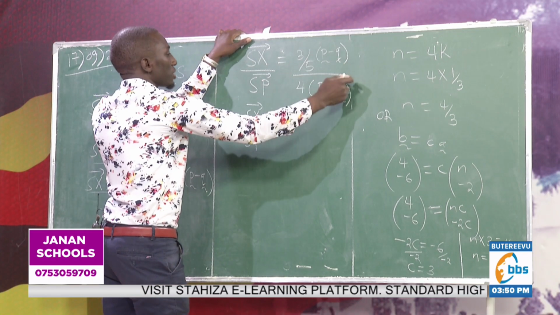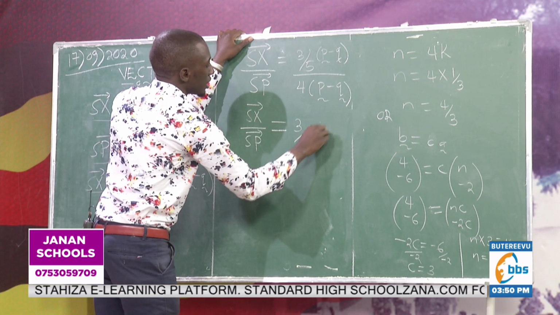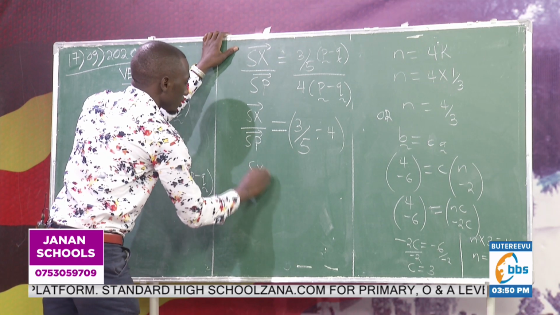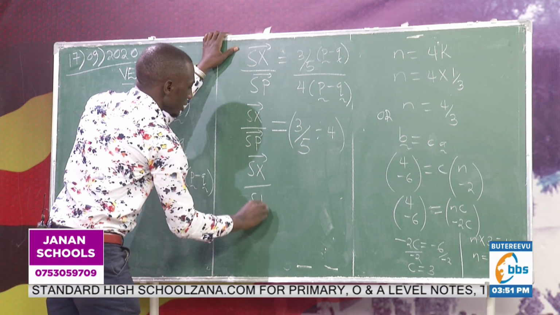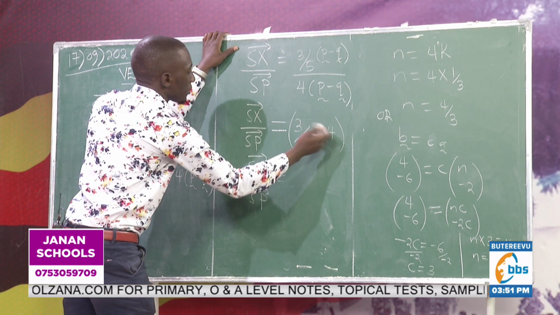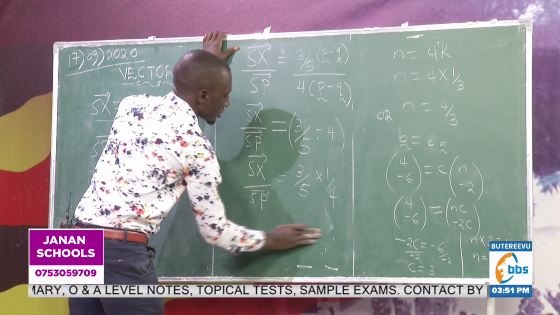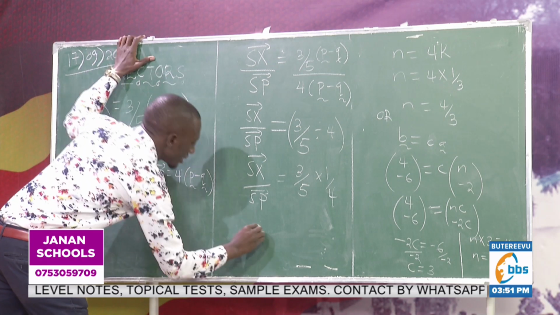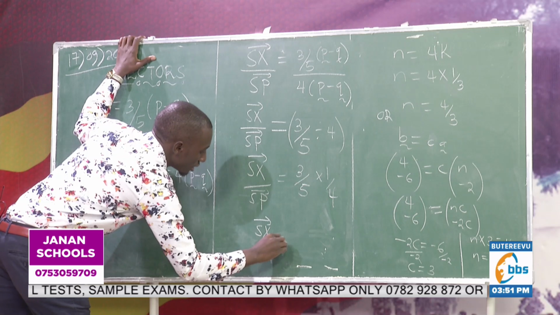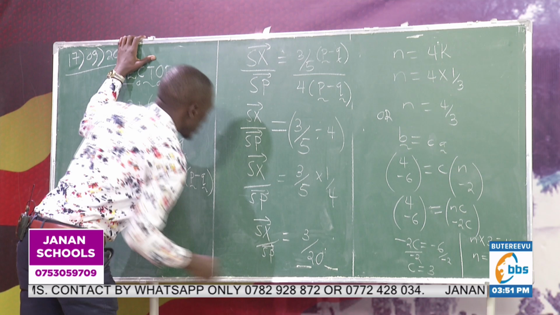So p minus q cancels out with p minus q, so I'll be having 3 out of 5 divided by 4. So what I do here, I get my Sx out of Sp. This will be equal to, because you bring it down, it becomes multiplication, times 1 out of 4, you get a reciprocal. So my Sx over Sp will be equal to 3 out of 20. That's what we have.